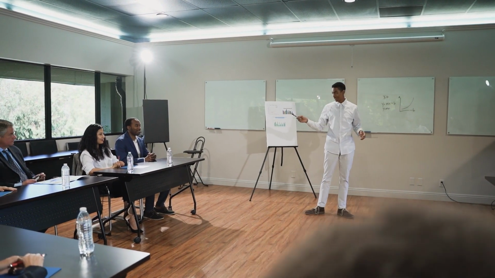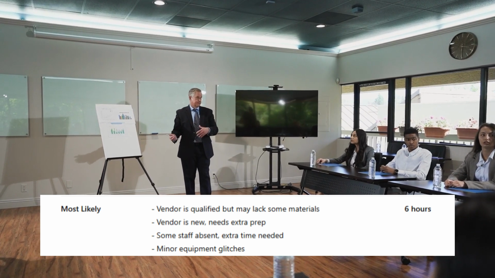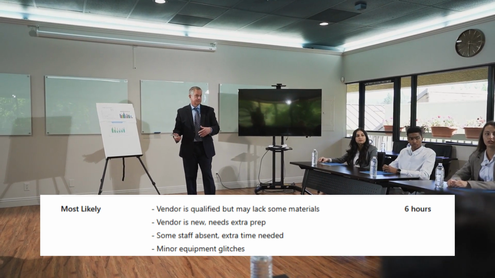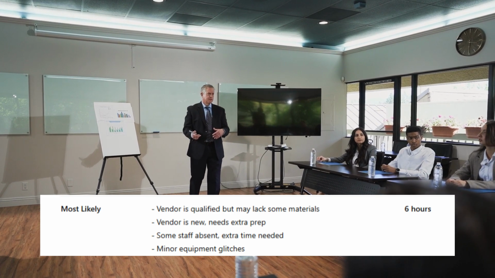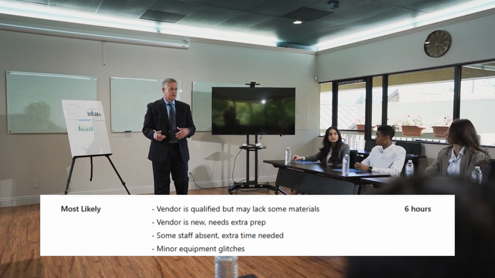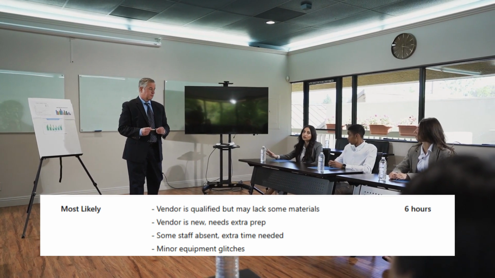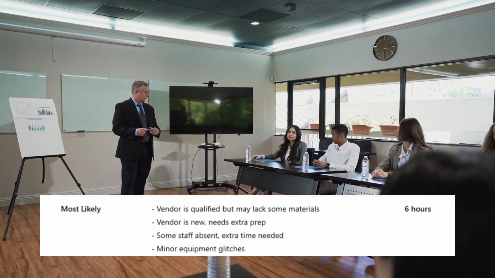What about the most likely? Well, the vendor is qualified but might not have all the materials. The vendor is new and needs extra time to prepare, or extra training time has been scheduled for absent staff, and also minor glitches with equipment, and so training may have to be rescheduled. And this is calculated as a 6-hour estimate.